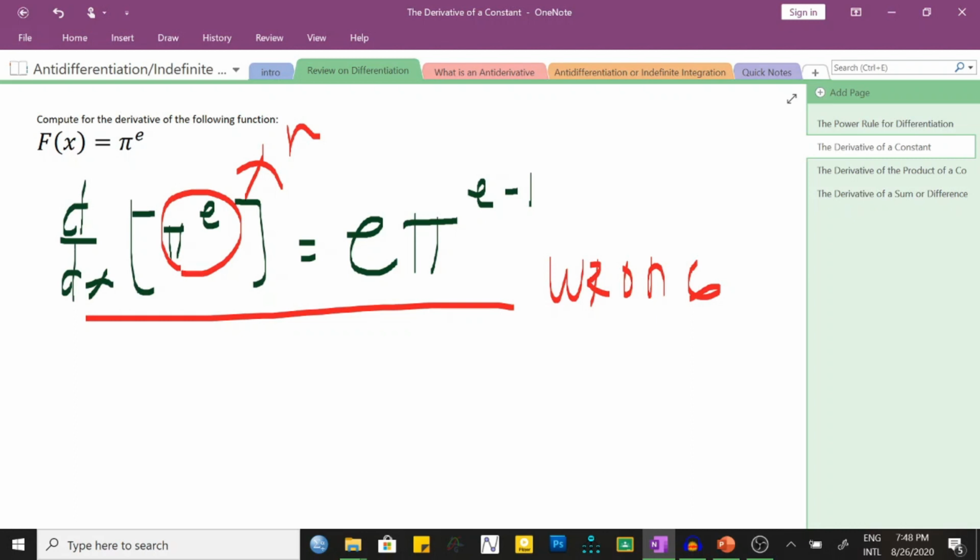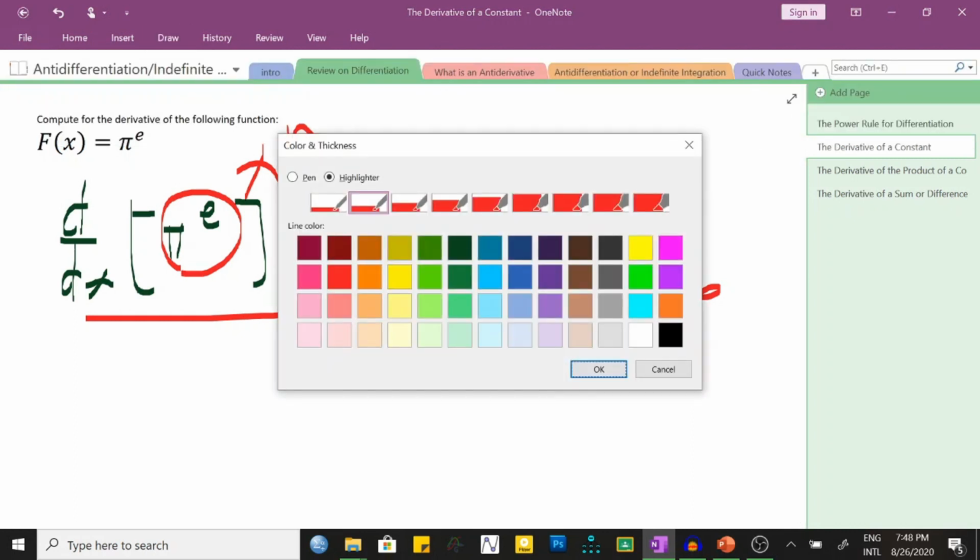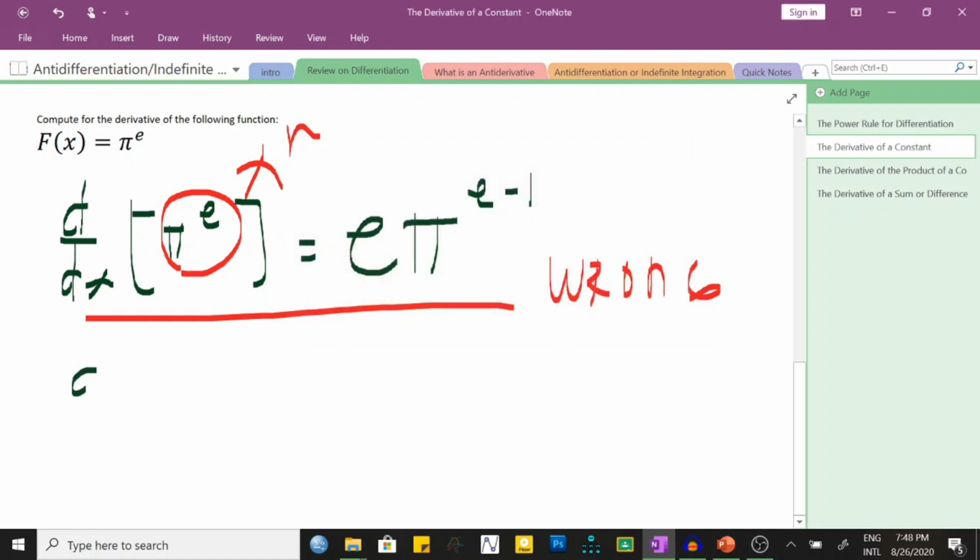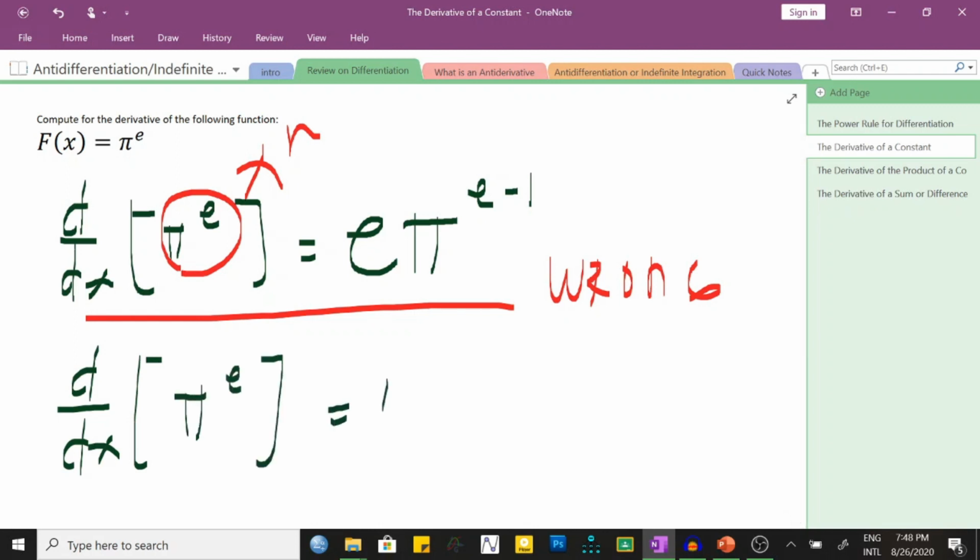So the correct way of differentiating that one is to apply the rule for taking the derivative of a constant. We proceed: d/dx of pi raised to e is 0. This is the correct one. So do not get confused by the functions that you are differentiating. Let's have another rule.